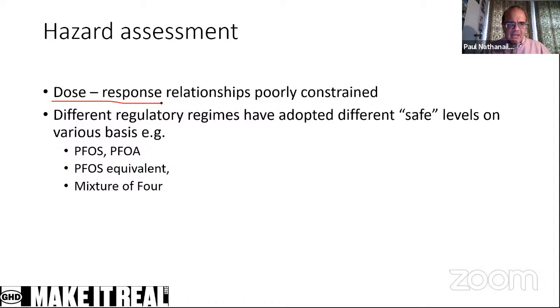And different regulators across the world have adopted different safe levels for different individual substances or groups of substances. And we've seen already approaches looking at individual chemicals, PFOS, converting everything to a PFOS equivalent, or looking at mixtures of 4 from EFSA or 20 from the European Union's revised drinking water directive.